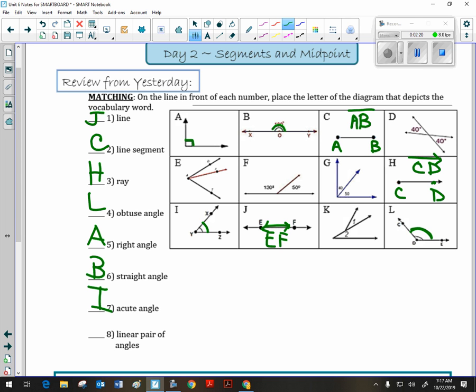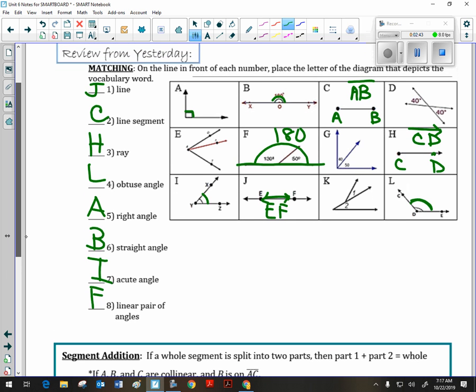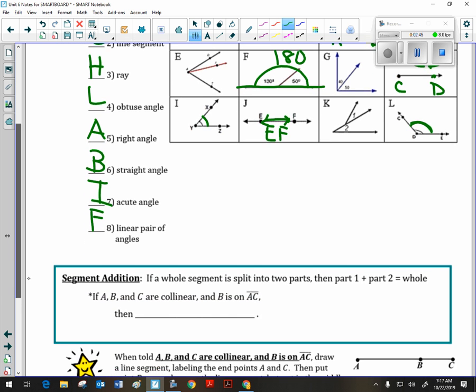And then a linear pair of angles are two angles that sit next to each other that form a straight line. That's going to be what we see over here in F. Together, when you put them next to each other, side by side, they form a straight line or a 180 degree angle. So that's going to be F. So like I said, these are the definitions you should know from the previous day.